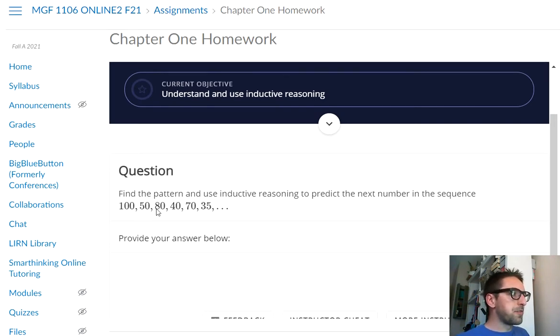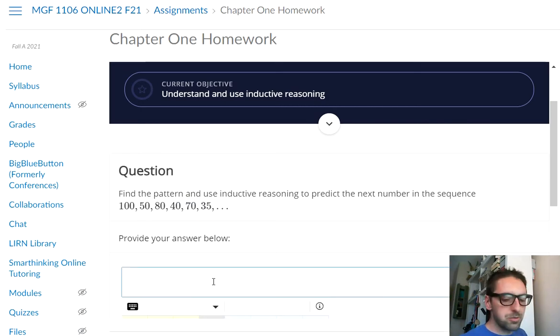They're asking us to find the pattern and use inductive reasoning to predict the next number in the sequence. So if 100 goes to 50, 50 goes to 80, 80 goes to 40, 40 goes to 70, 70 goes to 30. It looks like between the first and the second term, we're dividing by 2. Between the second and third term, we added 30. Third and fourth term, we divide by 2. Fourth and fifth term, we add 30. So cut in half, add 30. So this one should be 65.